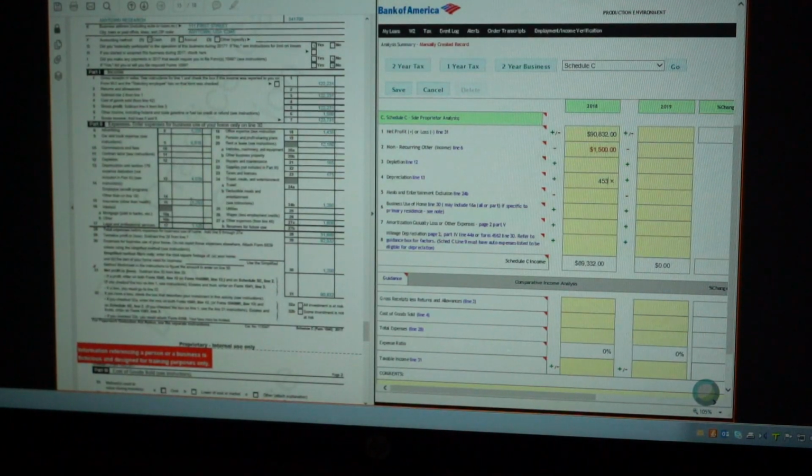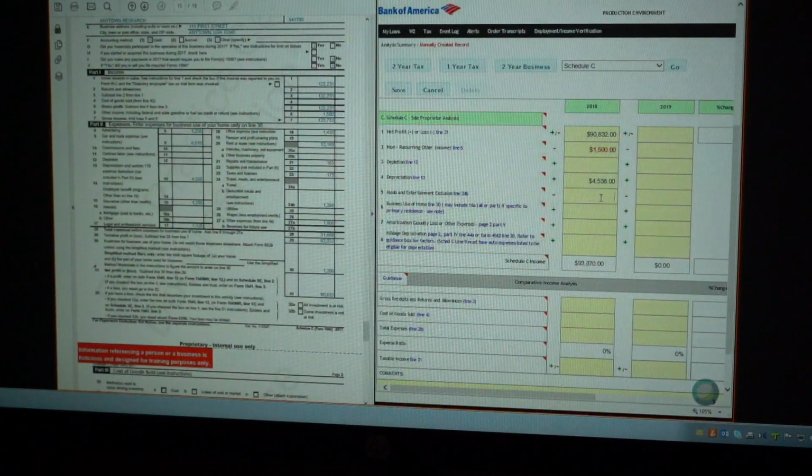We're going to take our meals and entertainment, which is 24B, which is 1,280. And that's going to get subtracted. 24B. Again, it tells you where to go right here. Business use of home, that's line 30. We've seen that before. This is $1,200. Put that off there. It's going to be added.